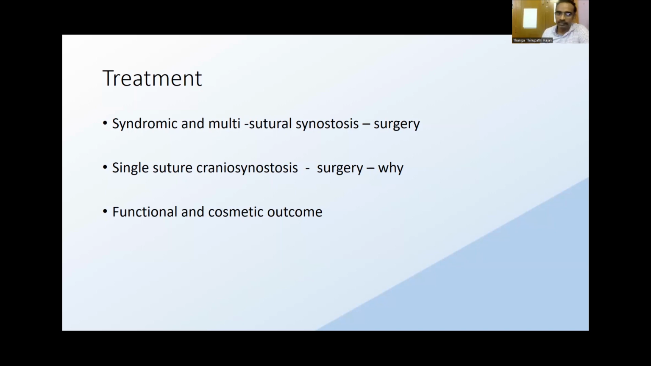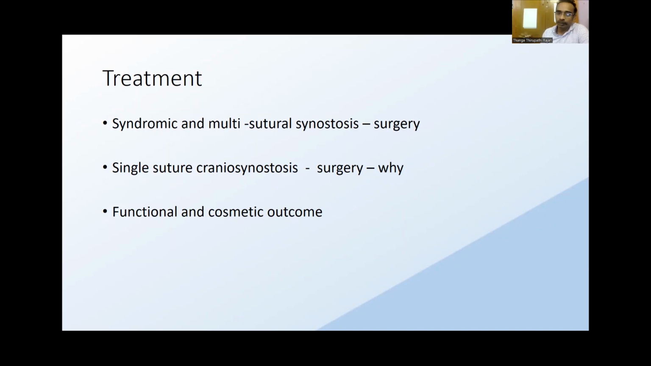There is no question. But if it's a single suture craniosynostosis, why do we have to operate? Only 14% of them have raised ICP, even in a single suture craniosynostosis, even if it's a minor suture like the lambdoid suture. The chance of getting raised ICP is around 14%. So why do we have to operate in the rest, the 85%? That's mainly for cosmetic reasons. But now a lot of literature has come up suggesting that even with a single suture stenosis, the brain underneath a pathological suture is not normal.